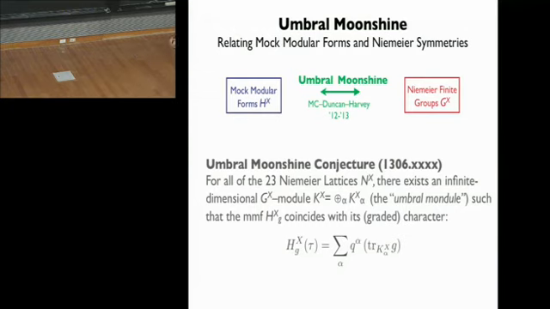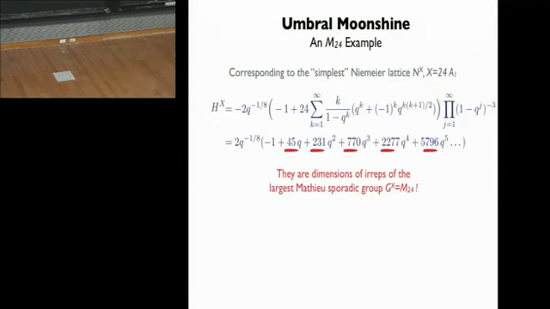Okay. So that is sort of abstract. So let's run this procedure again and apply it to the simplest Niemeier lattice. As I said, in this case, the group is nothing but M24. And you can construct in this way the mock modular form corresponding to the identity element, and it has this closed formula. You can expand in powers of q as many powers as you want, and it just reduces to the old example.